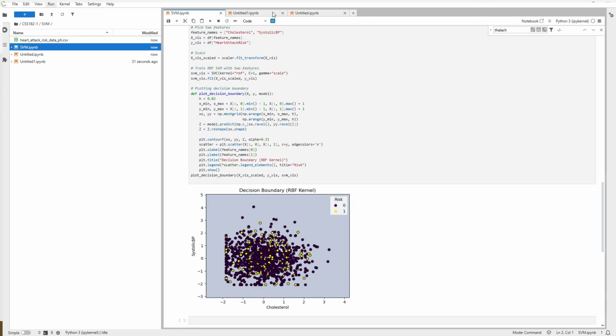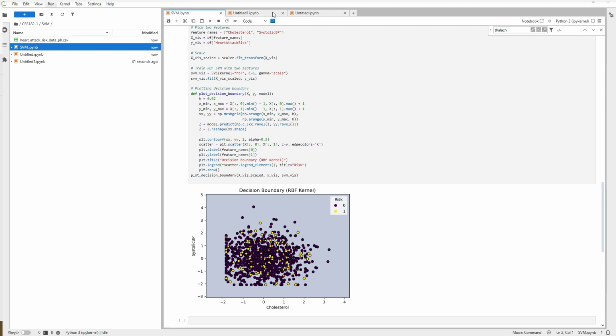To sum it all up, we successfully used SVM to classify whether a person is high or low risk using only two health features: cholesterol and systolic blood pressure. We scaled the data, trained the model using the RBF kernel, and visualized the results with a clean plot that shows both the predictions and actual classes. Even though we only used two features, this simple setup still shows the power of machine learning.